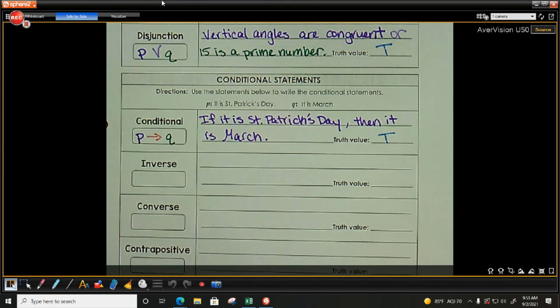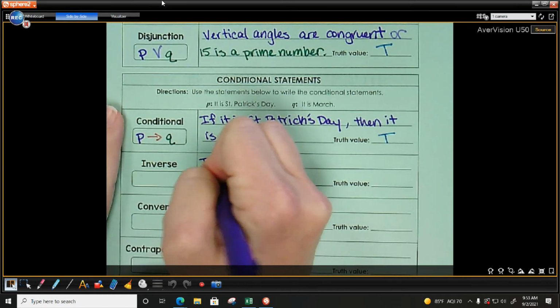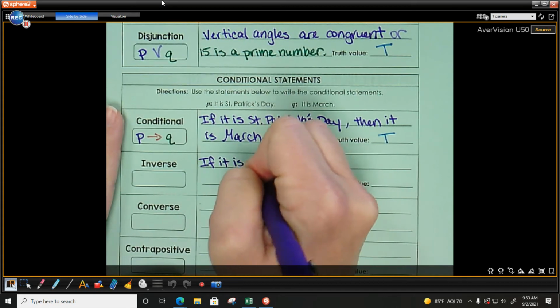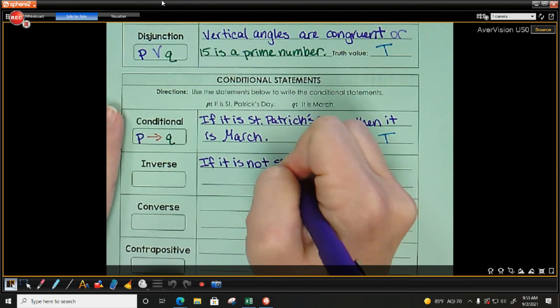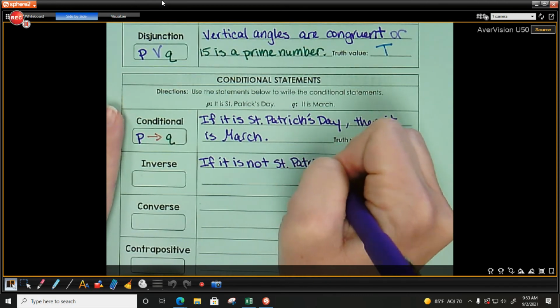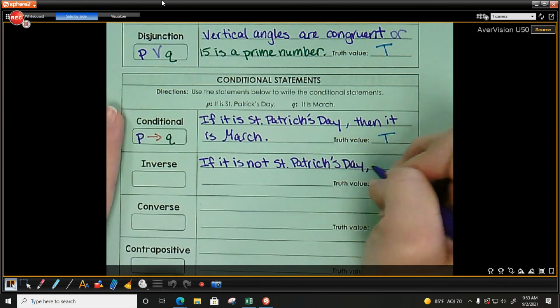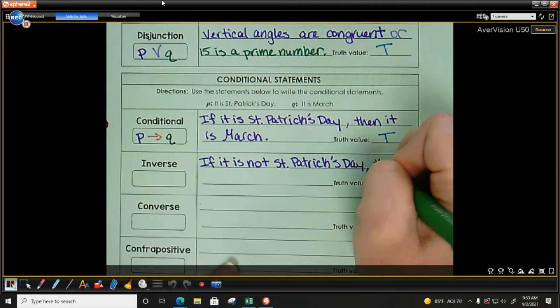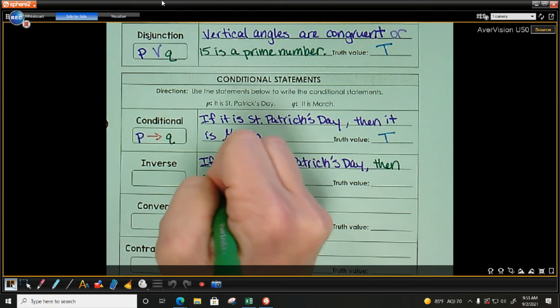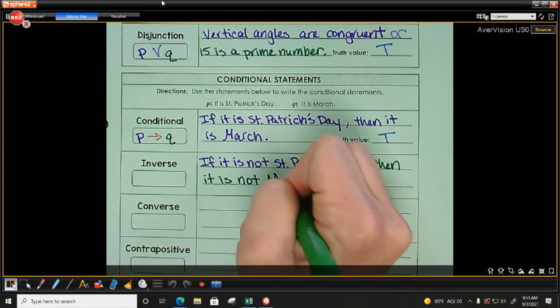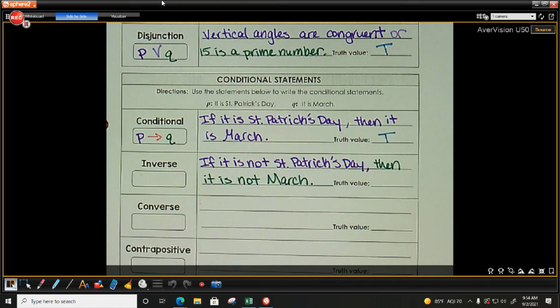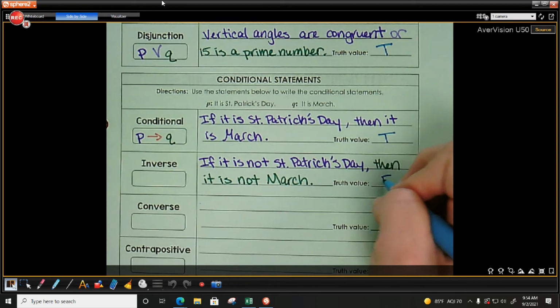Now, an inverse. An inverse is if it is not St. Patrick's Day, then it is not March. Do we think this is true or false? False. Are there other days in March that aren't St. Patty's Day? Yes. So this is false. Not all days in March are St. Patrick's Day. Only one of them.